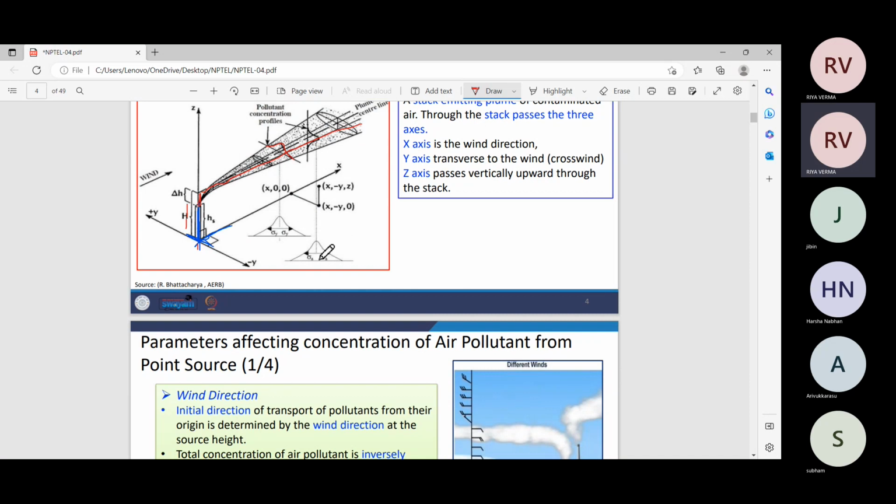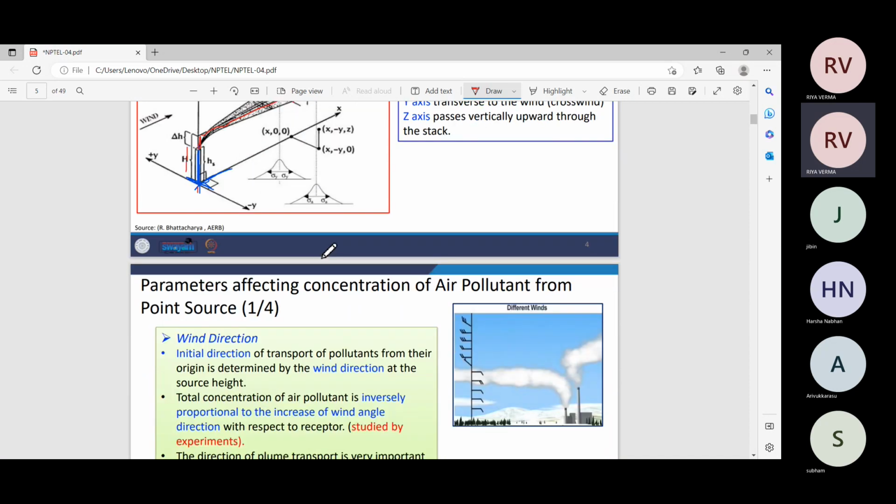Okay, so what are the parameters that affect the concentration of air pollutant from a point source? There are certain parameters. For example, I think we have taken four parameters that affect the concentration of the air pollutants from a point source.